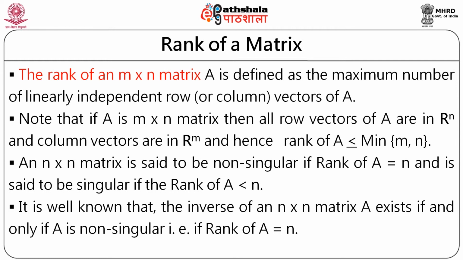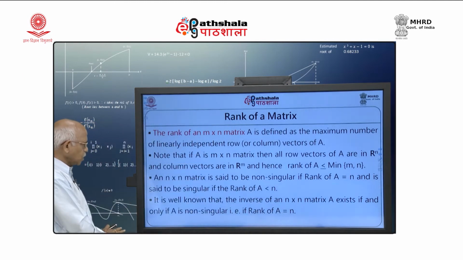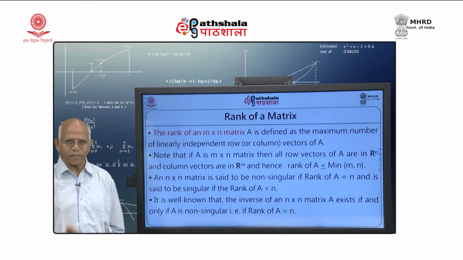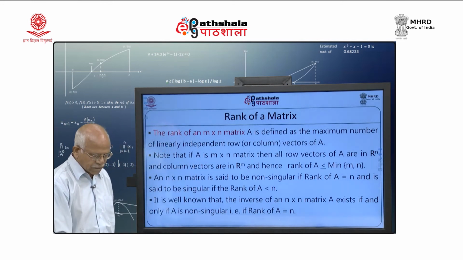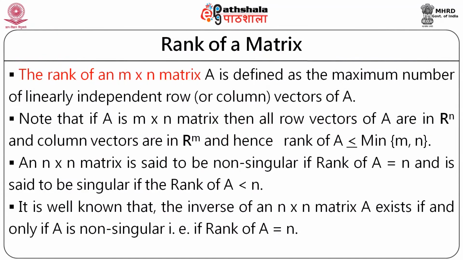It is well known that the inverse of an n cross n matrix A exists if and only if A is non-singular, that is, rank of A is equal to n. So, the inverse of a matrix exists if and only if the rank of that matrix is equal to n.